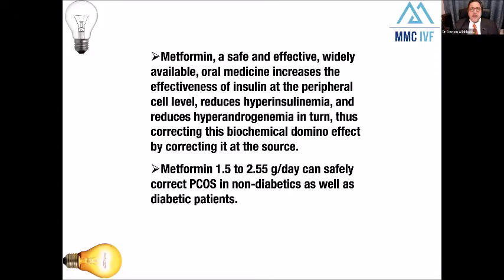Metformin, on the other hand, is a safe, effective oral medication which increases the action of insulin at the peripheral cell level, decreases hyperinsulinemia, reduces the male hormones, and in fact corrects the whole biochemical domino effect. Once you start metformin, you can start it even with the onset of menses. This is taken almost throughout life. Metformin is given in a dose of 1.5 to 2.55 grams per day and can safely correct PCOS in non-diabetic as well as diabetic women. But you have to document insulin resistance before you start.